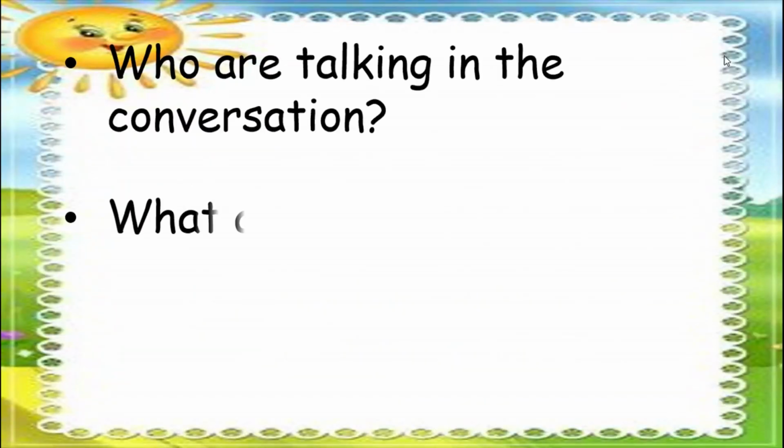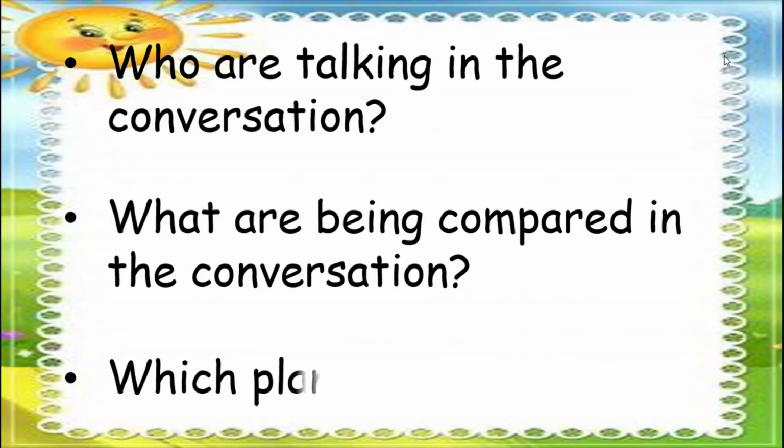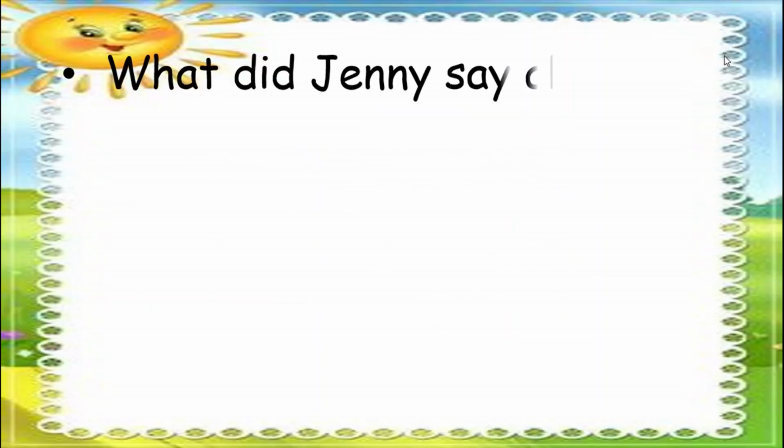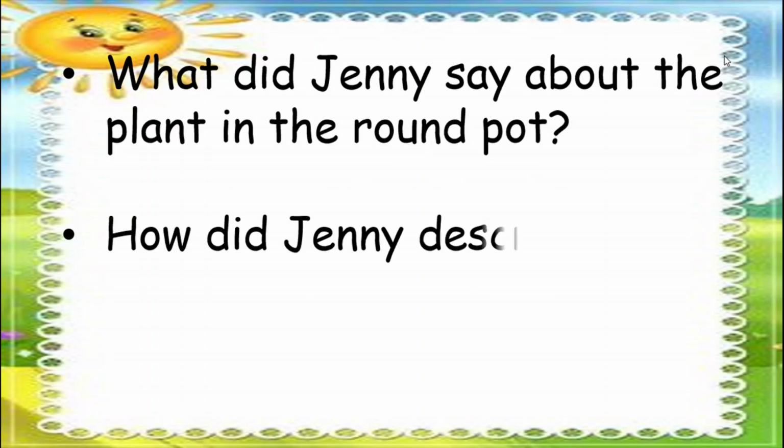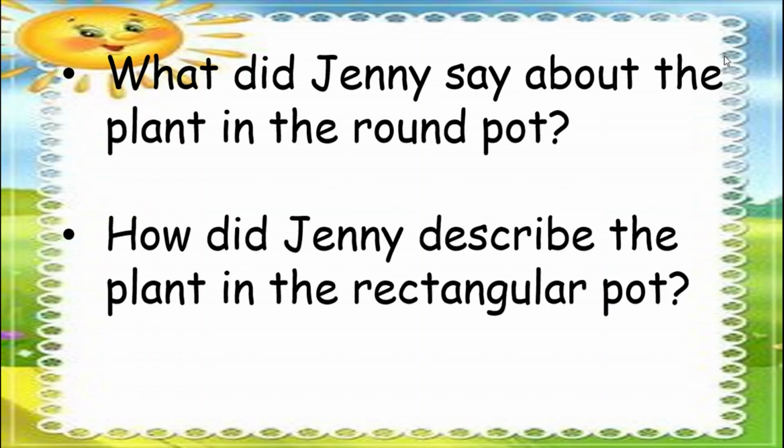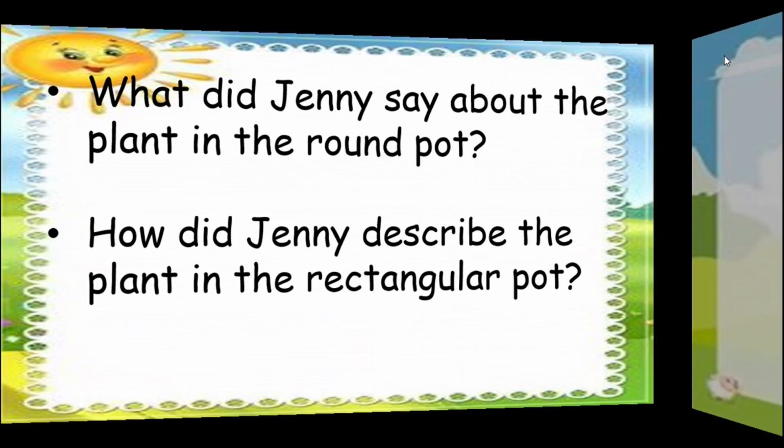Who are talking in the conversation? What are being compared in the conversation? Which plant is big? What did Jenny say about the plant in the round pot? How did Jenny describe the plant in the rectangular pot?